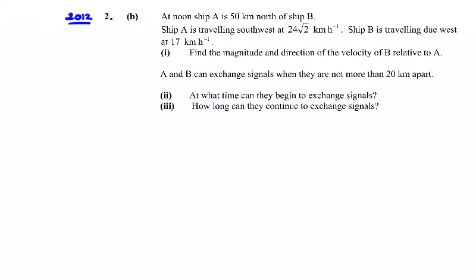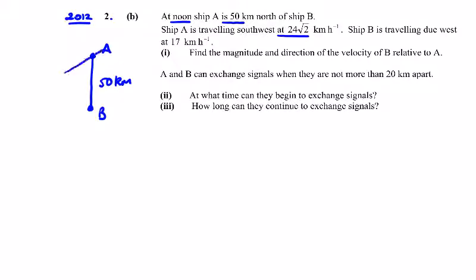Here we have the 2012 Relative Velocity question. At noon, Ship A is 50 kilometers north of Ship B. A is 50 kilometers north of B. Ship A is traveling southwest at 24 root 2.